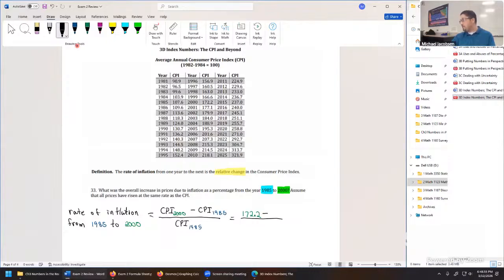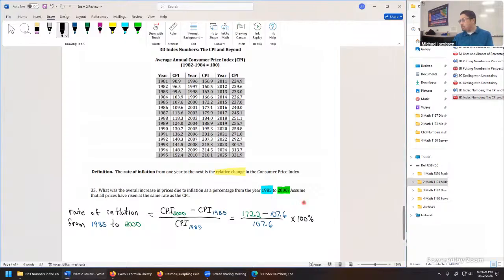Subtract from it. And again, you'll know something is off if you're getting a negative. Inflation should be going up in this direction, 1985 to 2000. Then here, for 1985, we had a consumer price index of 107.6. Then divide by 107.6 times 100, with a percent symbol for the rate of inflation.